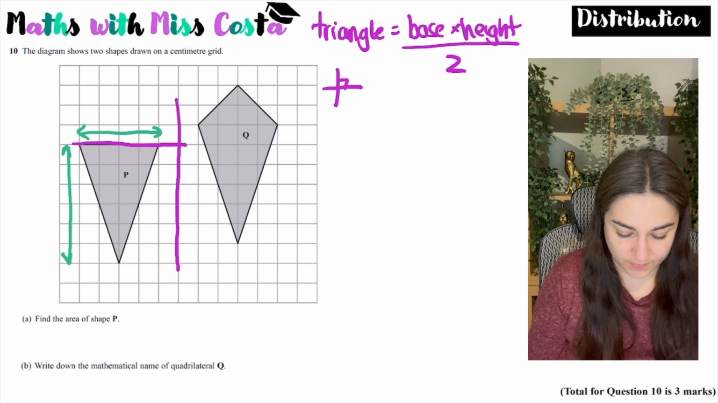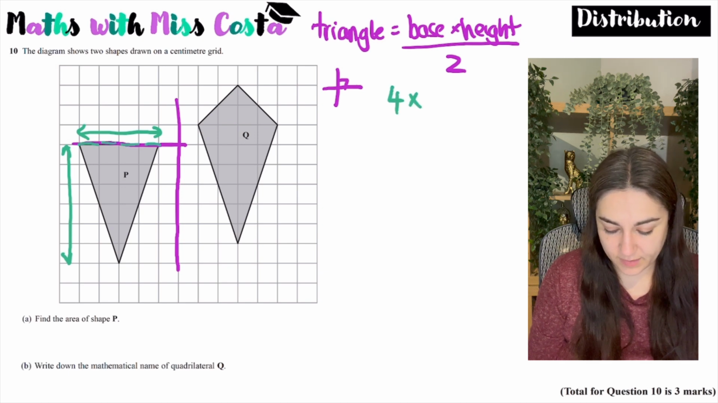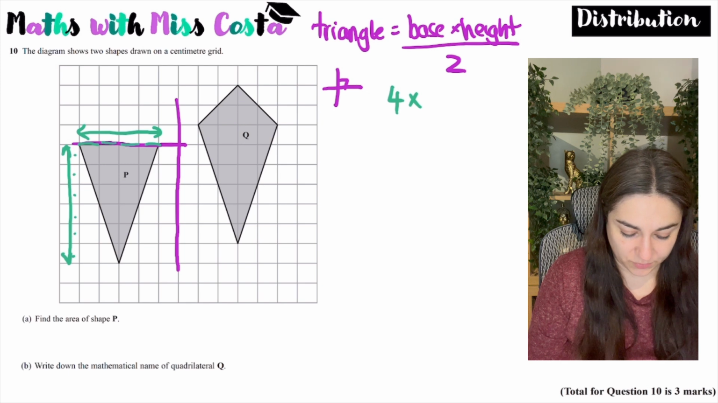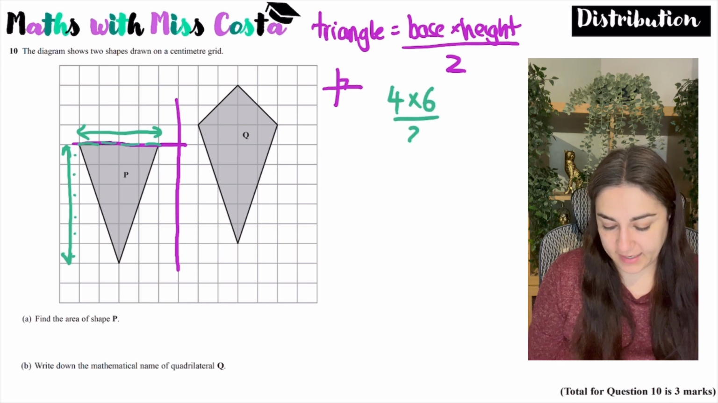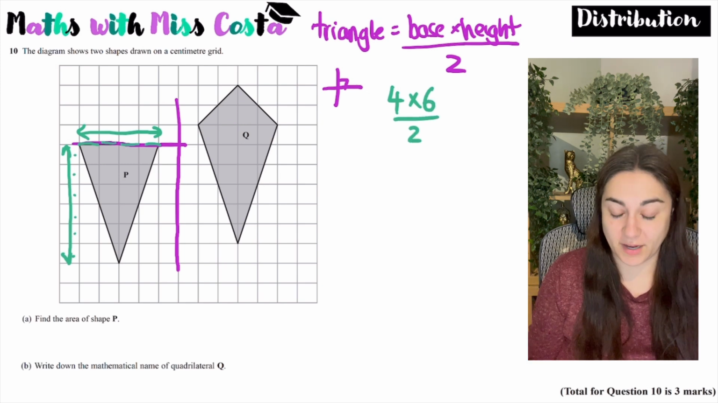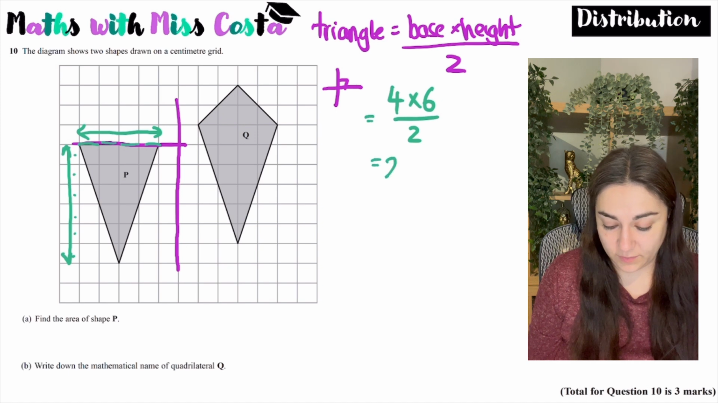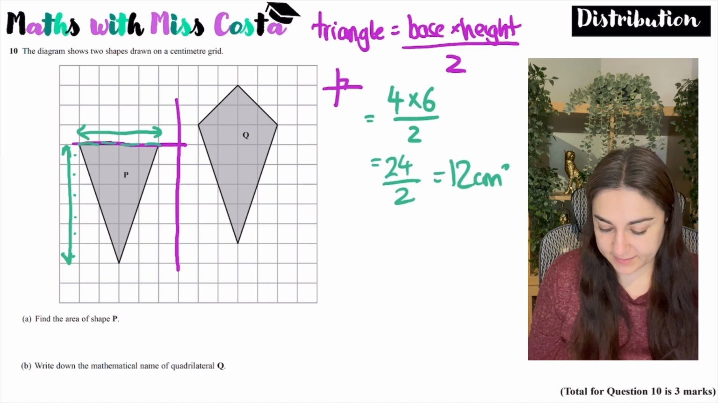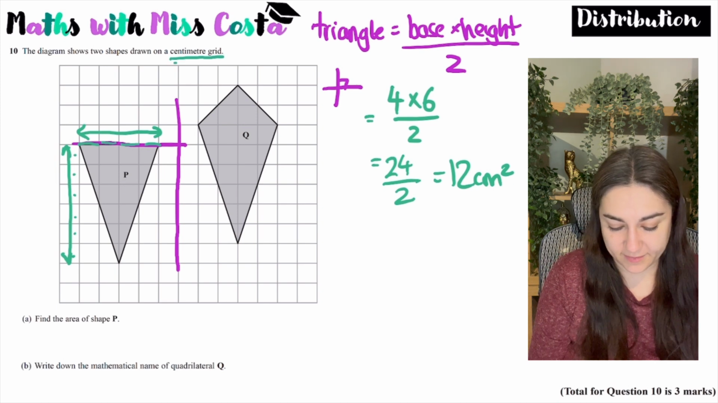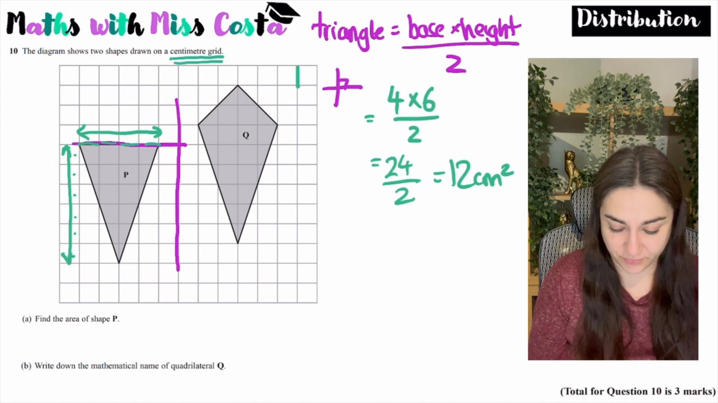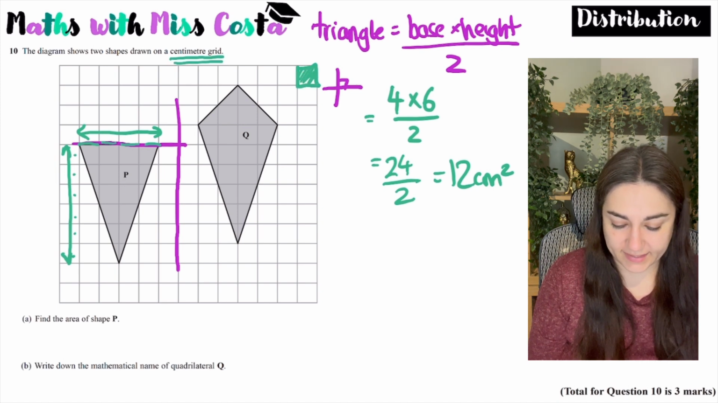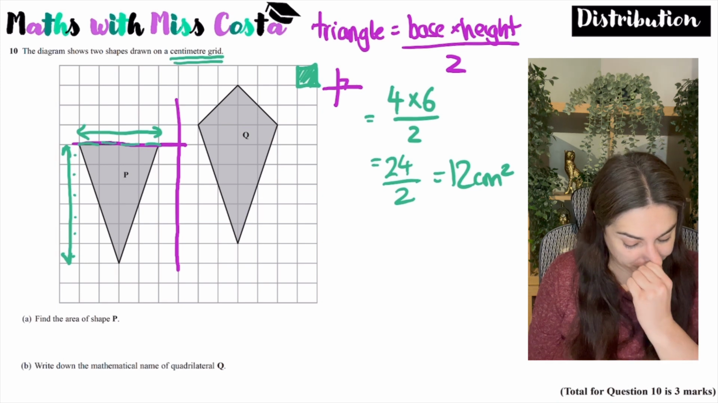So the base is 1, 2, 3, 4 squares. The height is 1, 2, 3, 4, 5, 6 squares. And I'm going to divide that by 2. Base times height divided by 2. You can do it on a calculator. It'd be 24 divided by 2, which is 12 centimetres squared. And I say it's centimetre squared because I know that it's a centimetre grid, which means each of these squares is 1 centimetre squared.